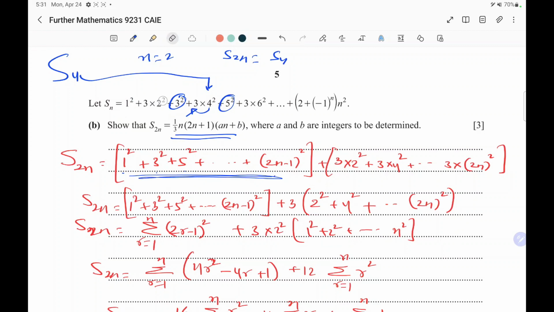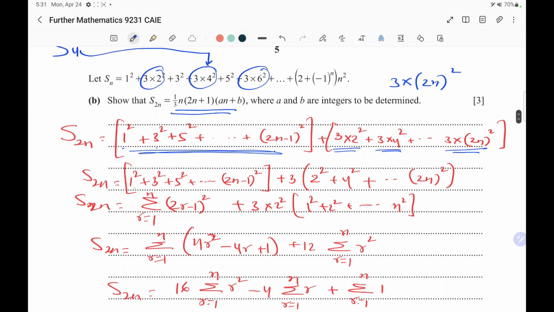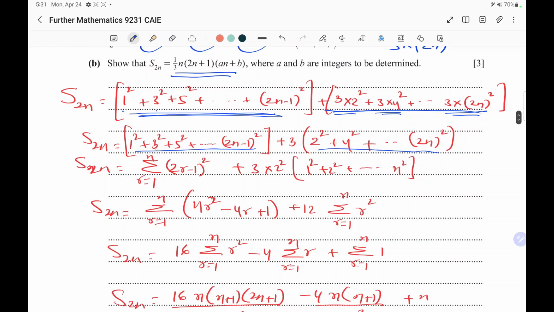Now for this part you will get 3 times 2 square, 3 times 4 square, 3 times 6 square, 3 times 8 square, and finally 3 times (2n) square. So if you take 3 common, here 3 times 2, 3 times 4, 3 times 6, 3 times 2n whole square. So this is 1 square, 3 square, 5 square, (2n minus 1) whole square. You can take 3 common. So 2 square, 4 square, (2n) whole square. So 1, 3, 5 odd numbers. So you can write (2r minus 1) whole square, r from 1 to n.